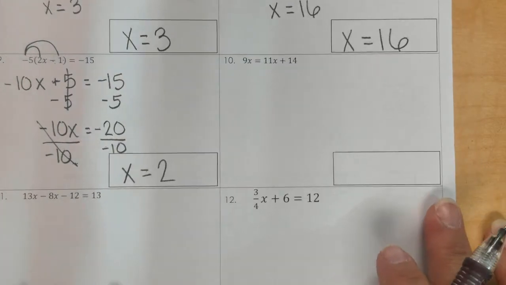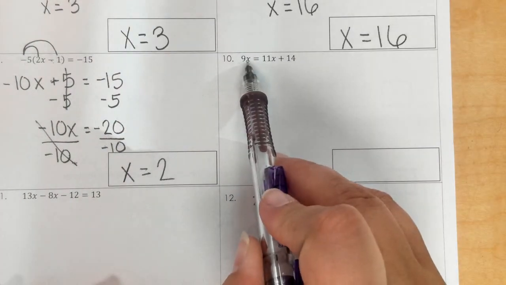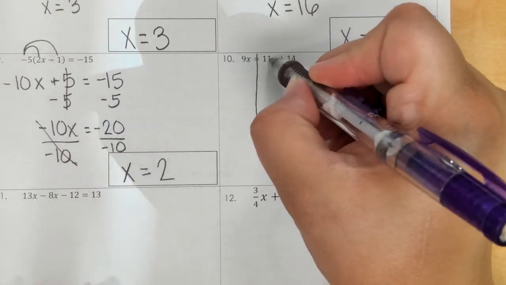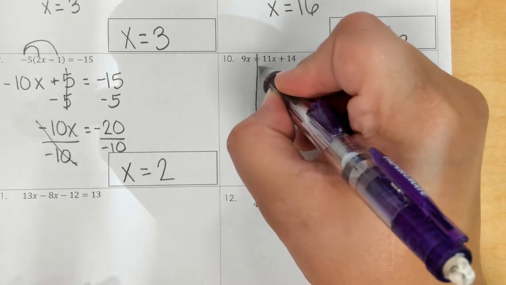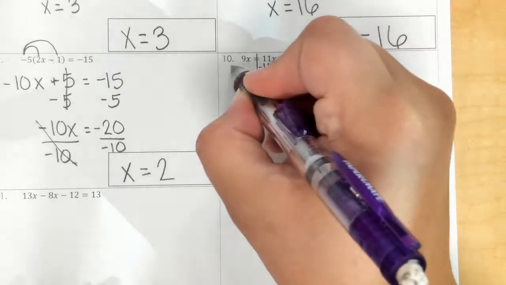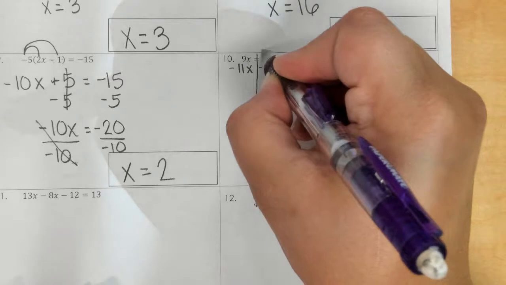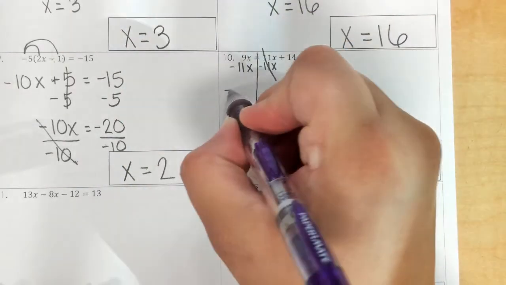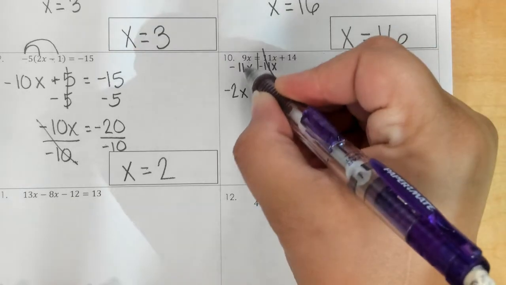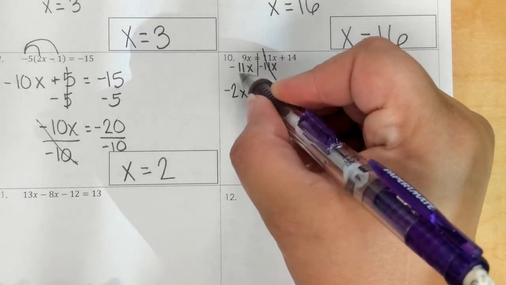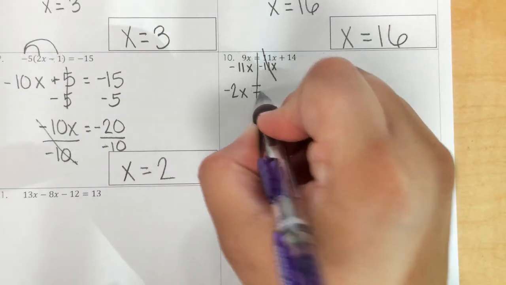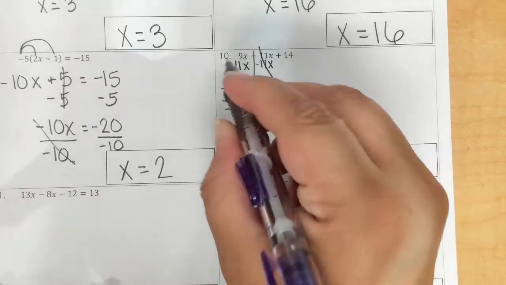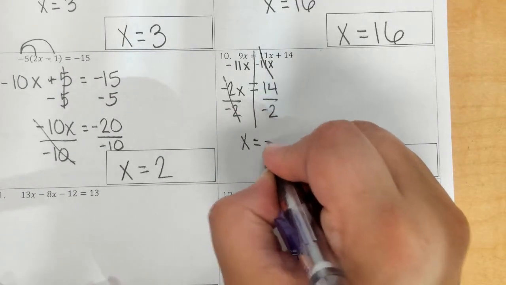In number 10, you notice here we have variables on both sides of the equation. So I want to get those variables together. And if I cross the equal sign, I do the opposite sign. So I'm going to subtract 11. If I take 9 minus 11, that gives me a negative 2x. I have to subtract the two numbers and then keep the sign of the bigger number, which is 11. And that equals 14. I divide by negative 2, and x is negative 7.